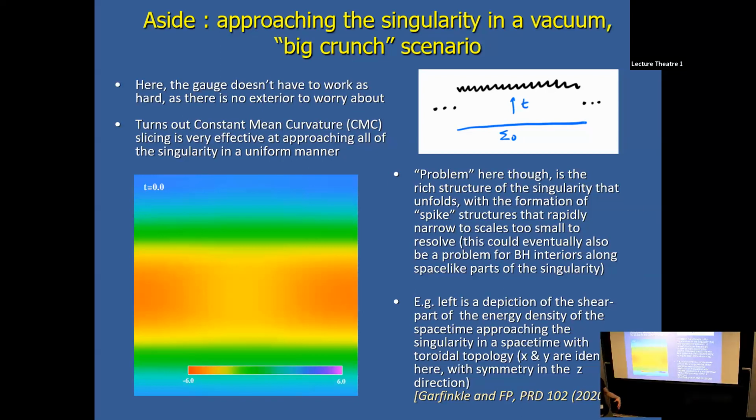It turns out that the study of the approach to the singularity works quite well in constant mean curvature slicing. So this is an example of a simulation with David Garfinkel of, I guess, a Gowdy type model. We have toroidal topology, so in X and Y, and we have a symmetry in the Z direction. So this is our entire universe. Now we set up initial data that is approaching a big crunch, sort of a cosmological singularity. And in these constant mean curvature slices, t = 0 is the start of our simulation, and t = infinity is a singularity.